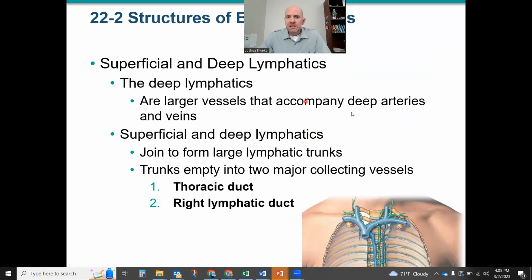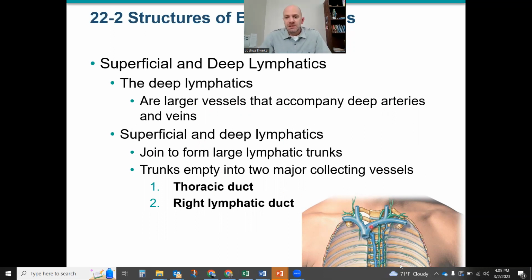So we have superficial and deep lymphatics. The deep lymphatics are the large vessels that accompany the deep arteries and the deep veins. Okay, the superficial and the deep lymphatics converge upon two ducts. Okay, this is the end point for all lymph, is located in the mediastinum. Okay, the mediastinum is the middle area here.